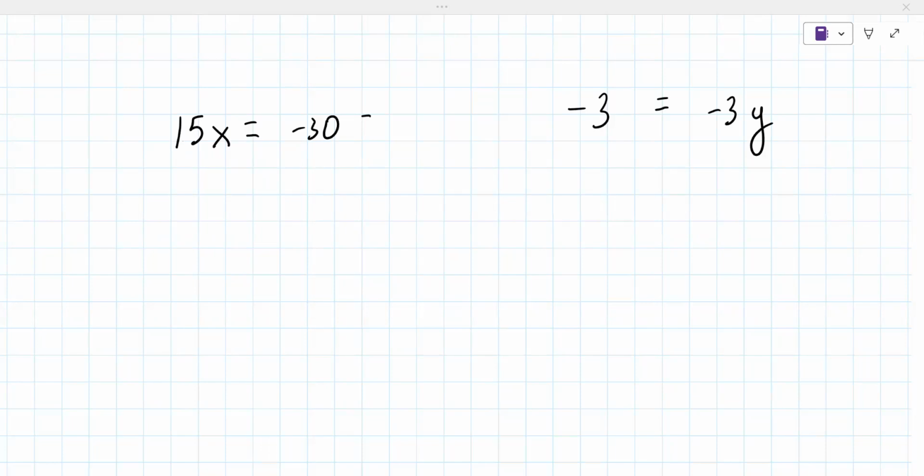Okay, I'm not completely sure if these are right, but for the first one I got x equals -2. And for the second one, I got y equals 1. You're also correct. This was another one with the variable on the right.